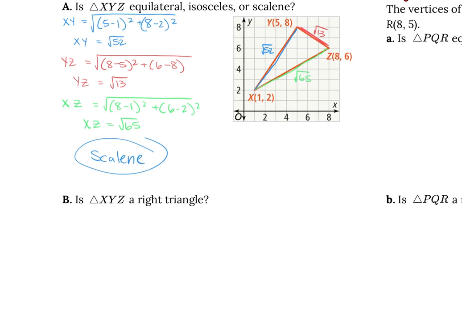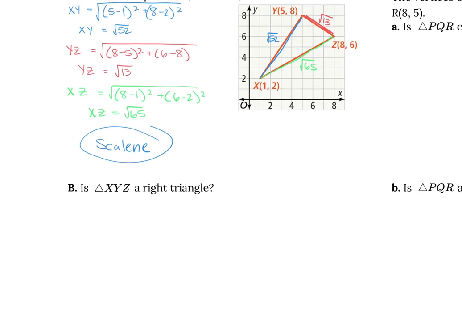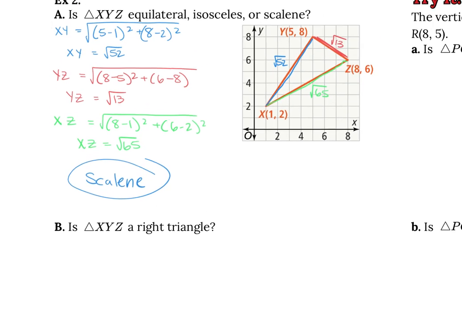All right, B, is XYZ a right triangle? So we want to see if XYZ is a right triangle. The way we can do that, I know I can use Pythagorean theorem on a right triangle to find a missing side. So I'm going to plug those 3 sides into the Pythagorean theorem to see if they equal each other and it gives me a true statement. Okay, so let's plug these into Pythagorean theorem.